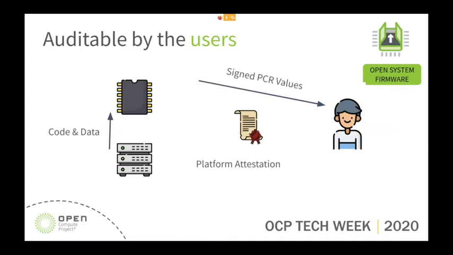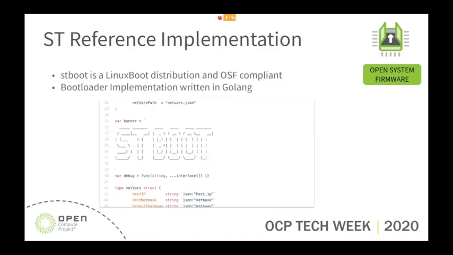If the platform boots up, all the code and the data which gets executed will be measured in the TPM, and the auditor, of course, can then fetch the PCR values, which get signed by the TPM, and do remote attestation, right? So that's the basic platform attestation process. But that is all theory now, and as we said a couple of times, we made a reference implementation called StBoot. And maybe Philip can talk a little bit more about that.